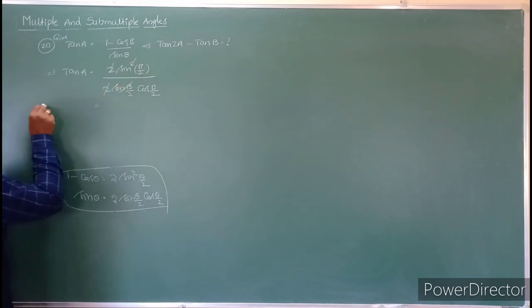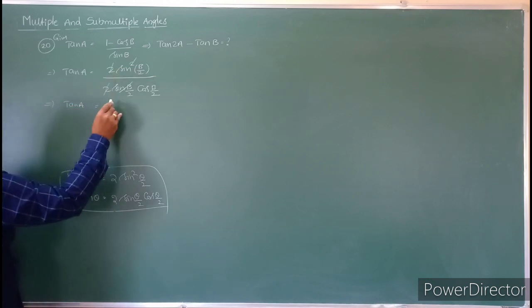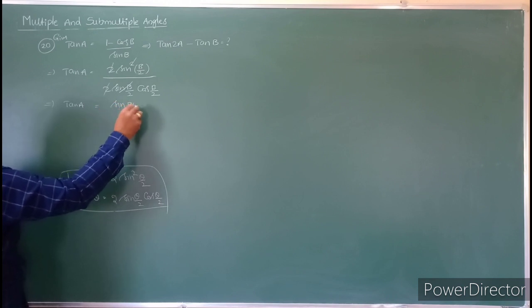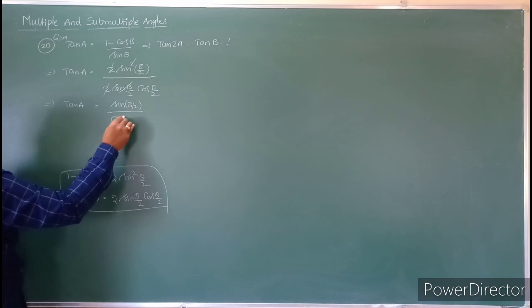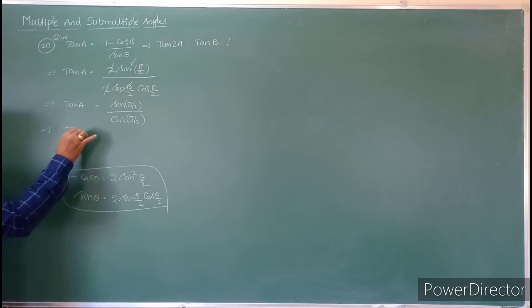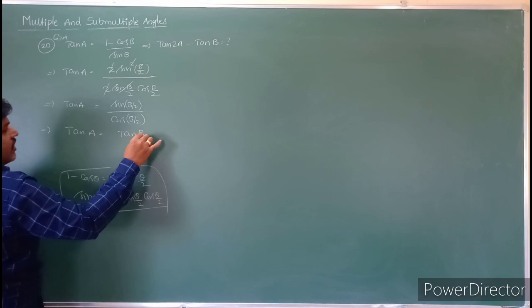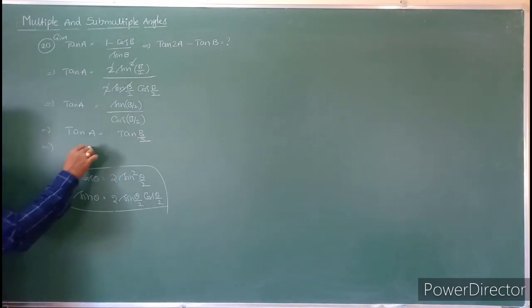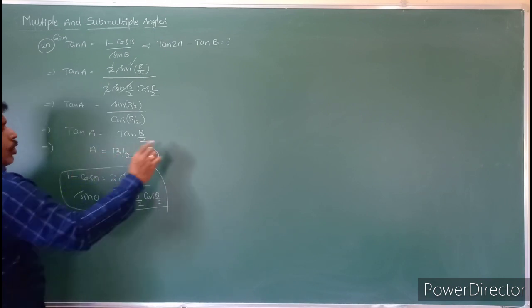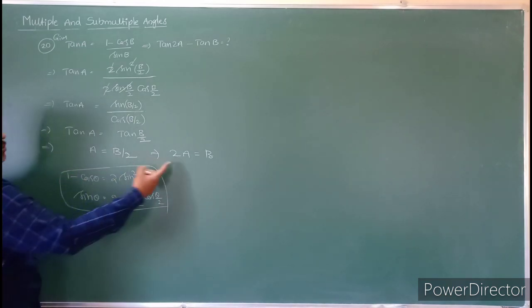So what will it give? That implies tan A is equal to sin B by 2 by cos B by 2. So that implies tan A is equal to sin by cos, which is nothing but the tan. So that is nothing but tan B by 2. So that implies A is equal to B by 2. So that implies 2A is equal to B.